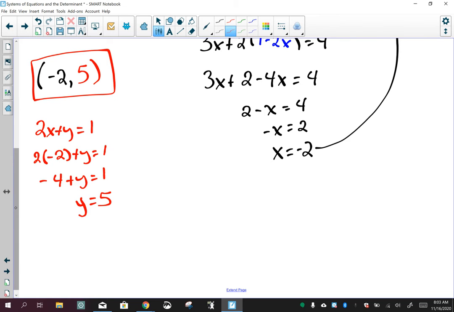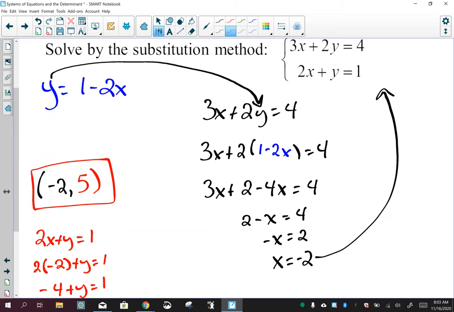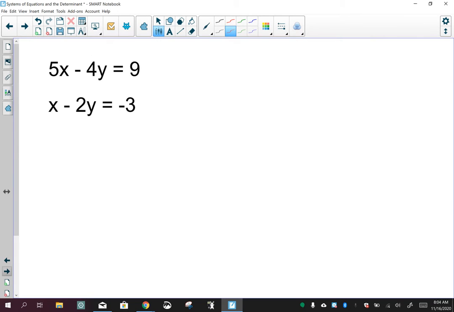If you need to check it, then you just take this, pick one of these, it doesn't matter which one, and make sure it equals one of those two answers. All right. Try it again.